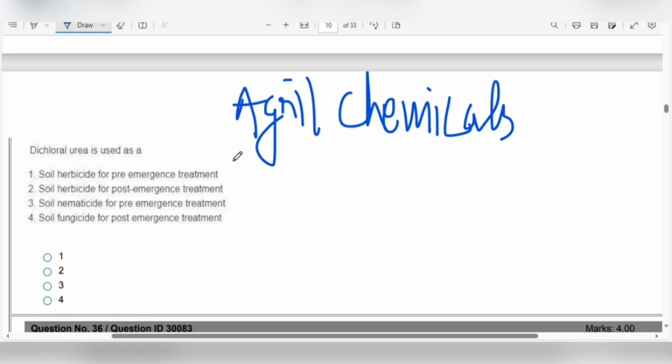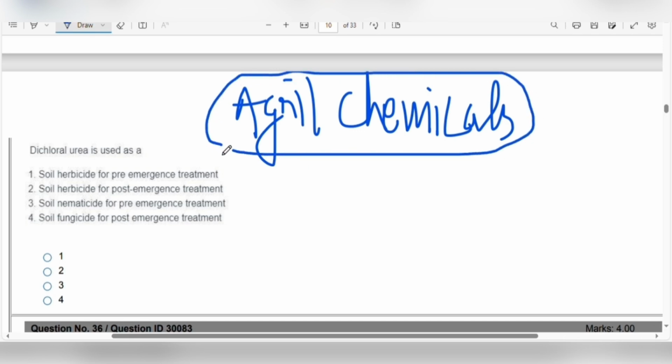So agricultural chemicals you should be very thorough with, and also you should regularly check the websites about which chemicals are getting banned, which chemical is now prevalent in India, which chemical is having the highest market share and everything, trade names. So here these questions you cannot use your concept. These questions are like if you know it then you can answer it. If you don't know it you cannot answer it. It is a know it all type of question.